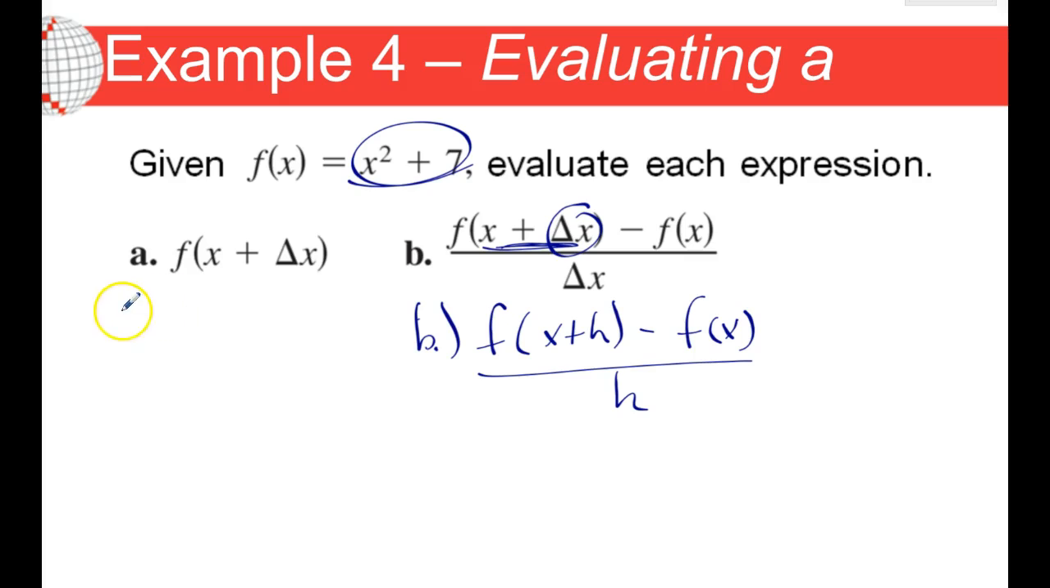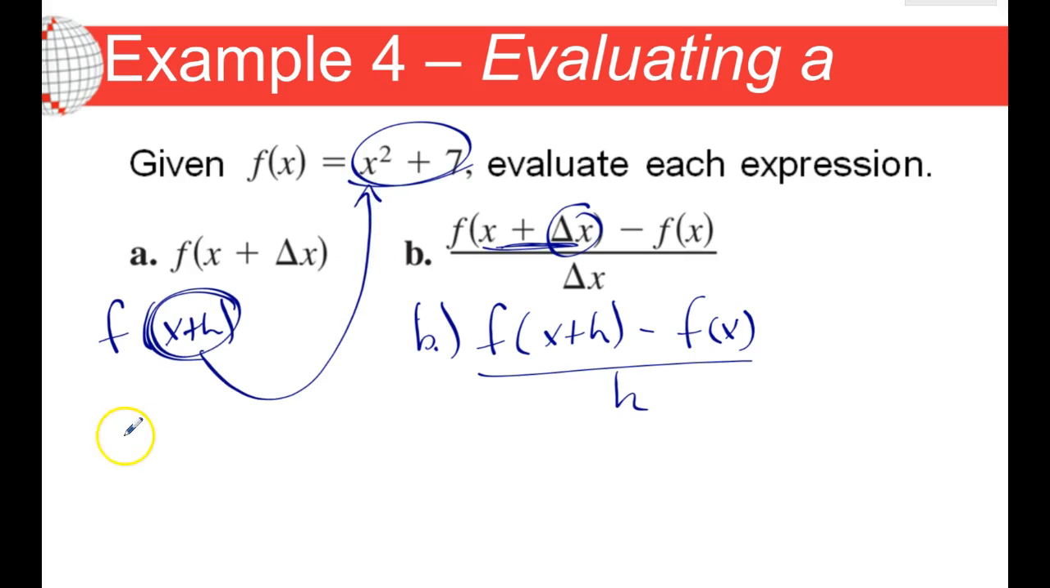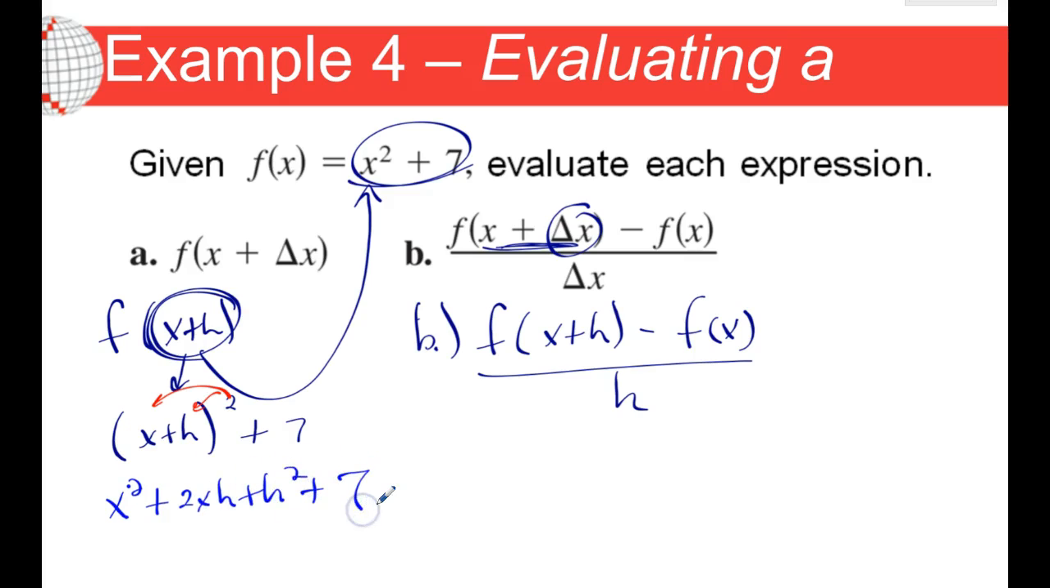So I'll go find f of x plus h by plugging this into my x value. Instead of getting x squared plus 7, I'll plug in an x plus h. And again, my big pet peeve is don't distribute that 2 throughout. I'll actually square the first, twice the product, square the last, and replace all of this with f of x plus h.